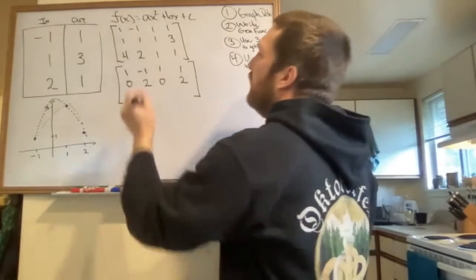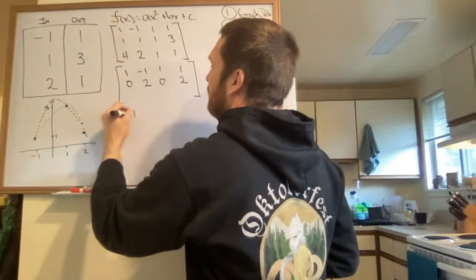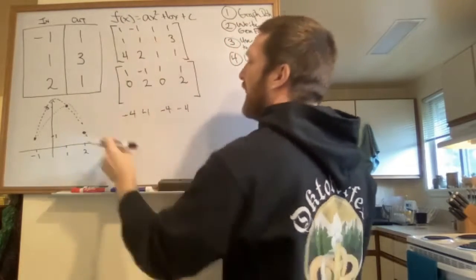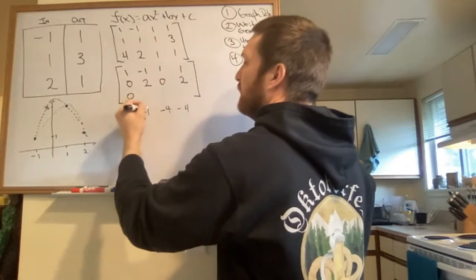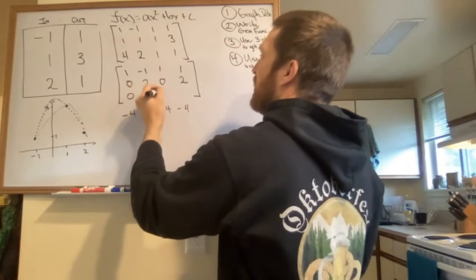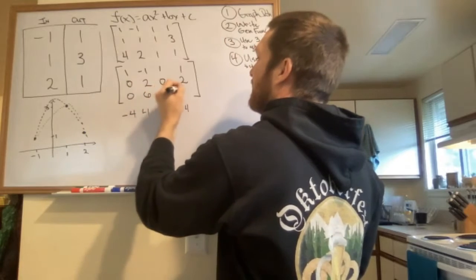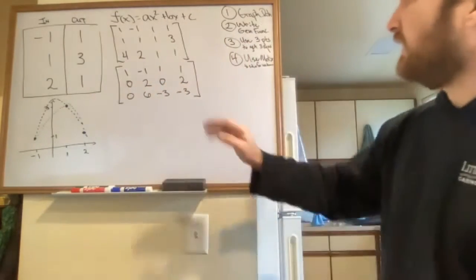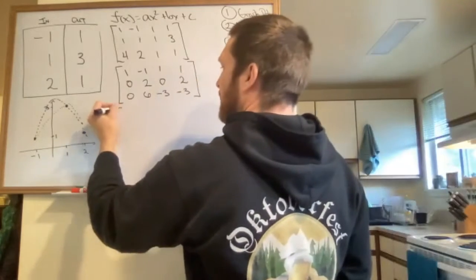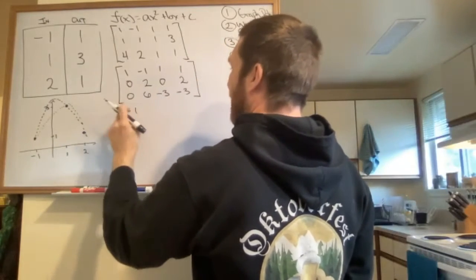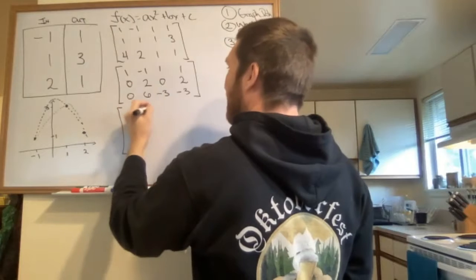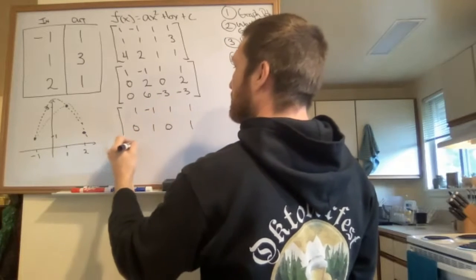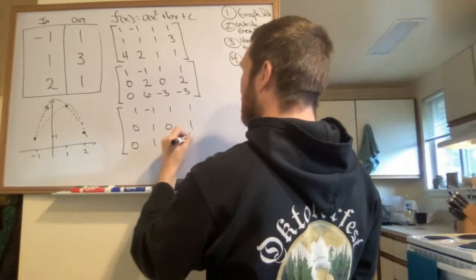Okay, now -4 times the top is -4, -4. I take that and add that to the bottom row to get 0, 6, -3, and -3. Oh man, I feel good about this. Now let's go ahead and knock these guys down to 1s. 1, -1, 1, 1, 0, 1, 0, 1, 0, 1, -1/2, -1/2.